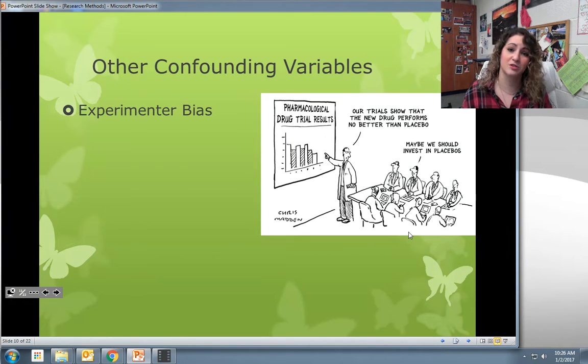Other confounding variables is experimenter bias. If the experimenter knows who's getting the drug, the active ingredient drug, or the placebo, some sort of sugar pill that's not supposed to do anything, if the experimenter knows who's getting what, they might be a little bit more likely to treat people differently. Subconsciously, they don't know that they're doing it.